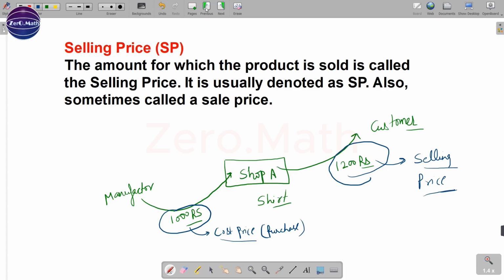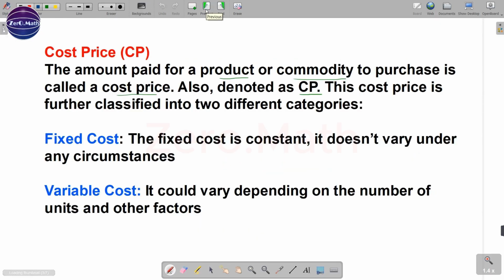All right, now let's move on to its parts. So what is the first one called? Cost price is divided into two categories. One is fixed cost, all right, and the other is called variable cost. So what is fixed cost? Fixed cost is constant. Just note, as the name suggests, it remains fixed. All right, let me explain.